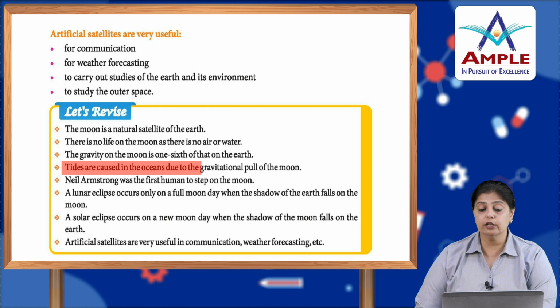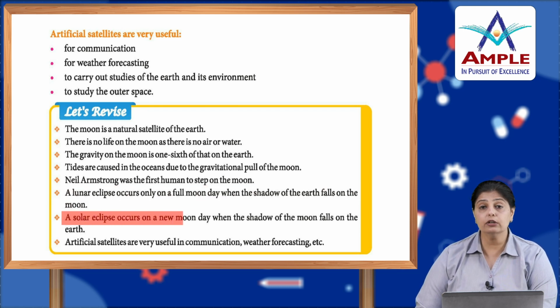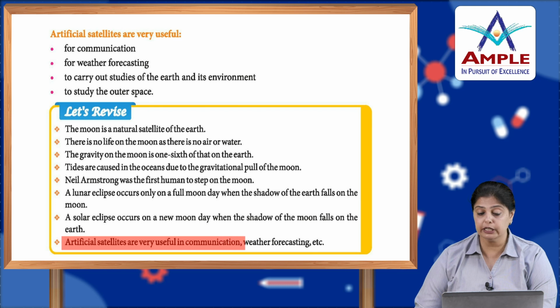Tides are caused in the oceans due to the gravitational pull of the moon. Neil Armstrong was the first human to step on the moon. A lunar eclipse occurs only on a full moon day, when the shadow of the earth falls on the moon. A solar eclipse occurs on a new moon day, when the shadow of the moon falls on the earth. Artificial satellites are very useful in communication, weather forecasting, etc.